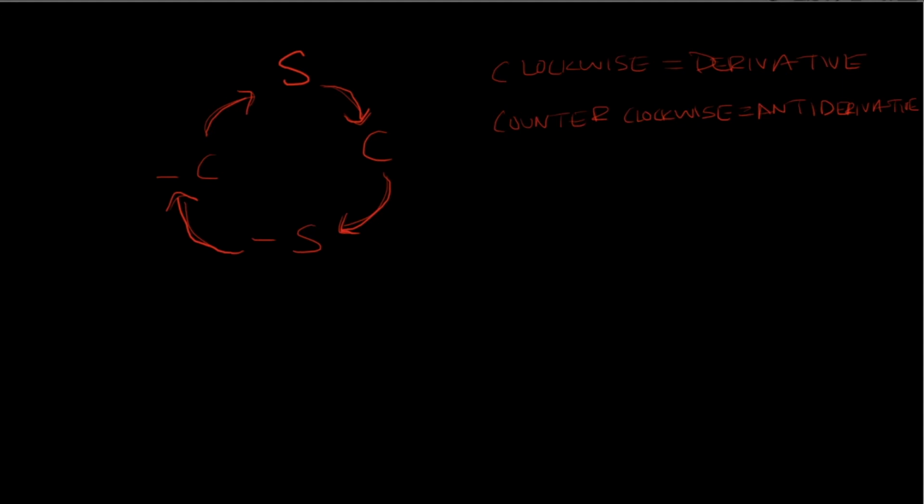And the way you get the table is you first start off with sine, cosine. And then the opposite side of sine will be negative sine. Then the opposite side of cosine will be negative cosine.